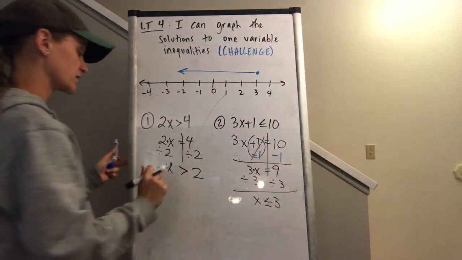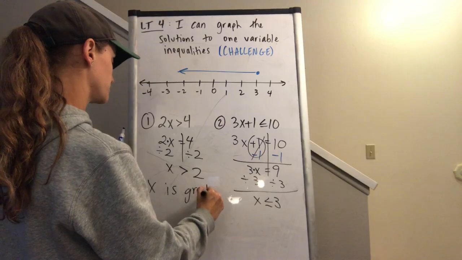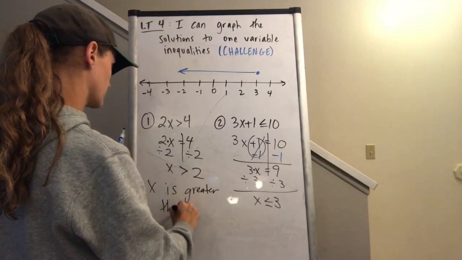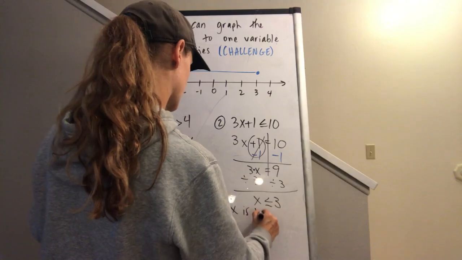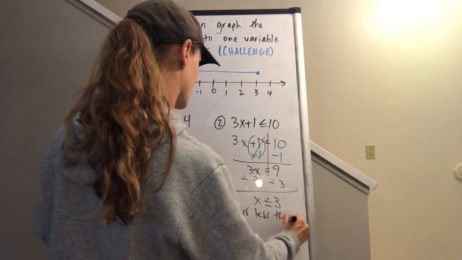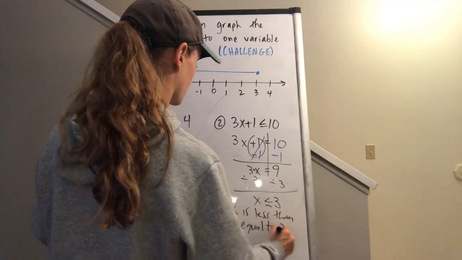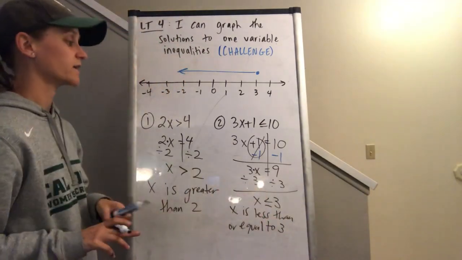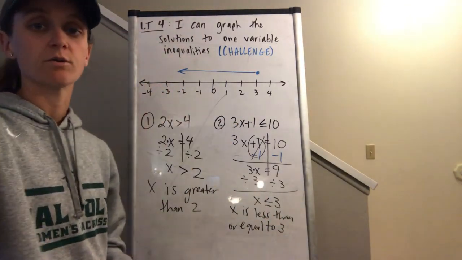And if I wanted to write these in a sentence, I would say x is greater than 2. And then for this one, it is x is less than, sorry for my bad handwriting, or equal to 3 because it has that symbol there. So again, even though it has equations up here, you're still going to just graph it like we did before.